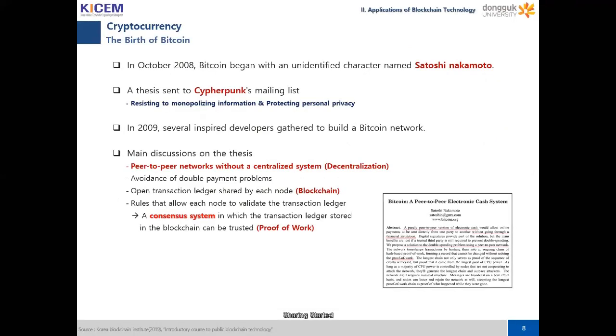Now, if you hear about blockchain technology, most people think of Bitcoin, the first type of cryptocurrency. It is believed to have started with Satoshi Nakamoto, who wrote a thesis and uploaded it to the Cypherpunk's mailing list. Basically the thesis discusses the main characteristics of blockchain technology as I described previously, such as decentralization, distributed ledger technology, and a consensus system such as proof of work. The developers inspired by that thesis gathered to build the Bitcoin network.